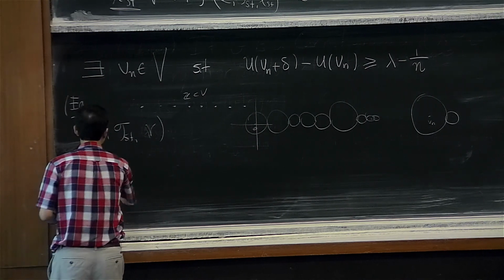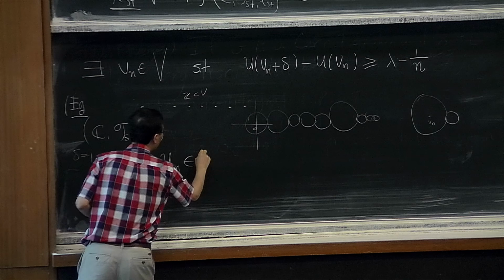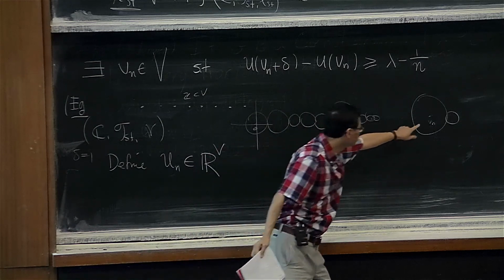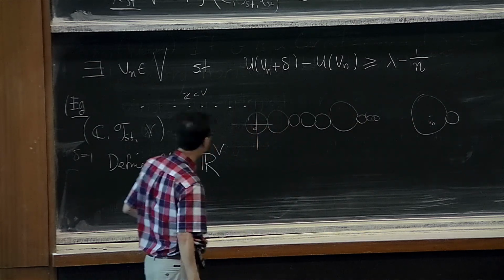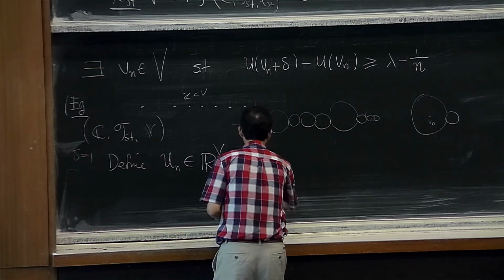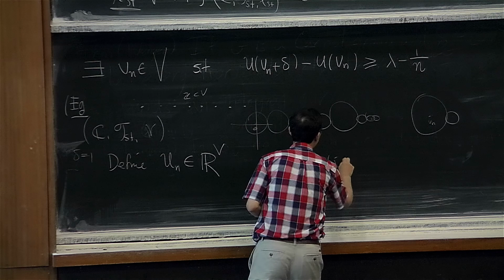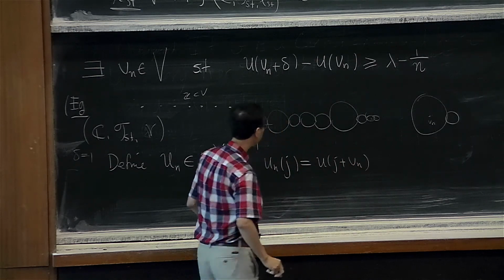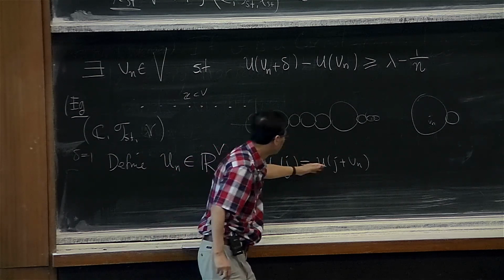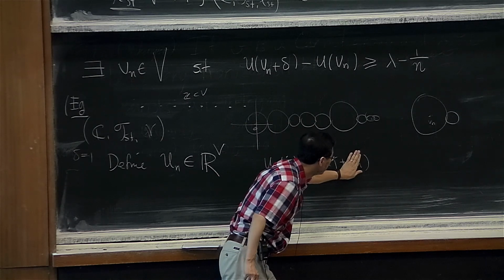So let's define a new circle packing metric, Un, just by what I'm doing here. I'm going to do a shifting of the base point, and then I'm going to do a rescaling, but in terms of the log radius. Okay, so if you think about it, Unj is going to be U of j plus Vn. And that's a shifting. Okay, so this is the original circle packing. U is the original circle packing. If there is no Vn, that's the original circle packing.